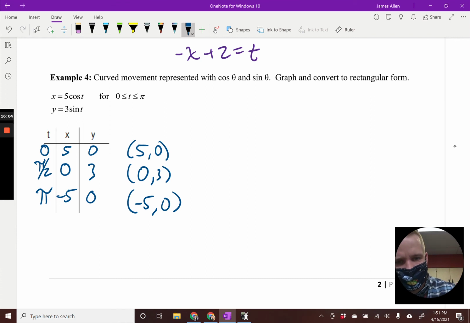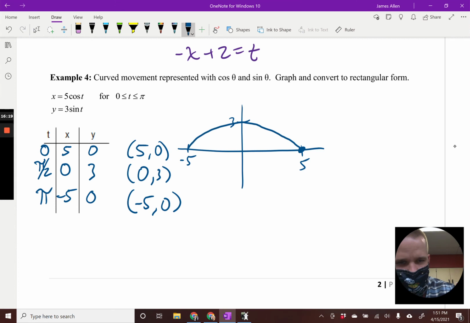So we'd have something like 5 out here, and then we'd have 0, 3, and then negative 5 here. It's going to start here, kind of like half of an ovally looking shape, perhaps a little ellipsy part of it, right? If I were to curve that a little better down here at the start. It doesn't look like it would necessarily be a circle, right? Because it's not even, but who knows? Maybe there's more to it than we know.